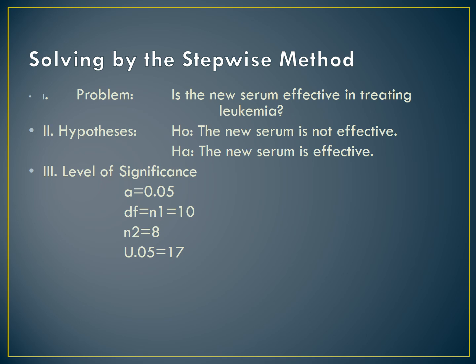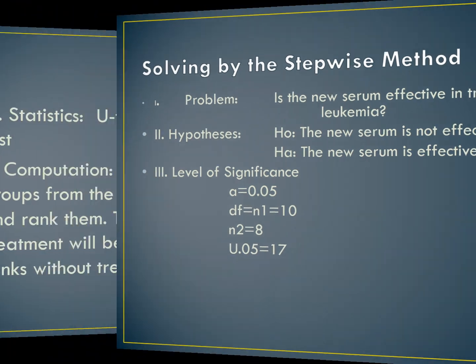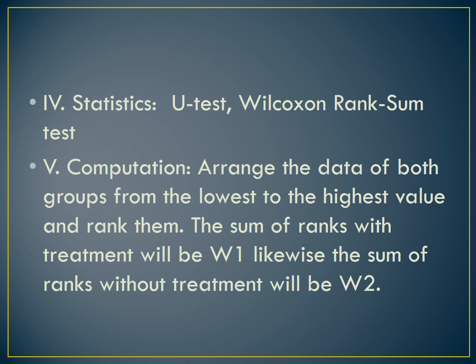Solving with a stepwise method. Problem: is the new serum effective in treating leukemia? Null hypothesis: the new serum is not effective. Alternative hypothesis: the new serum is effective. Level of significance is 0.05, N1 is 10 and N sub 2 is 8, and the tabulated value at 0.05 level of significance is 17. Statistics: U-test, Wilcoxon rank sum test.